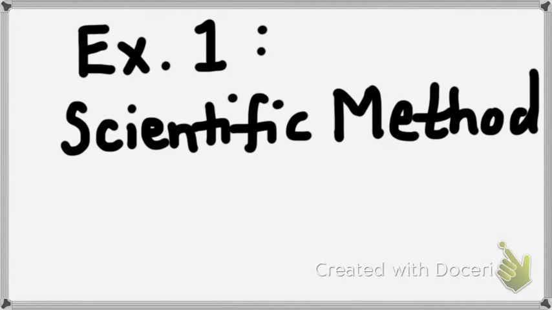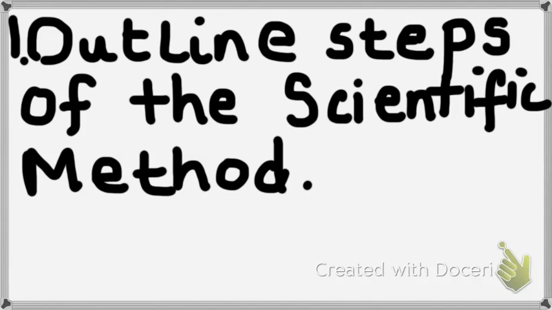The first activity I want to talk about is the scientific method. And if you have your lab manual, a great reference page for the scientific method in our laboratory manual, I'm looking, is page 3. And so number 1 is outline the steps of the scientific method. So what is the first step of the scientific method? Go ahead. Observation. This is step number 1.